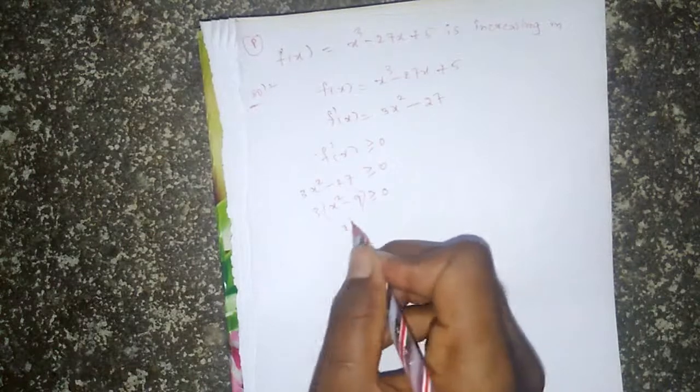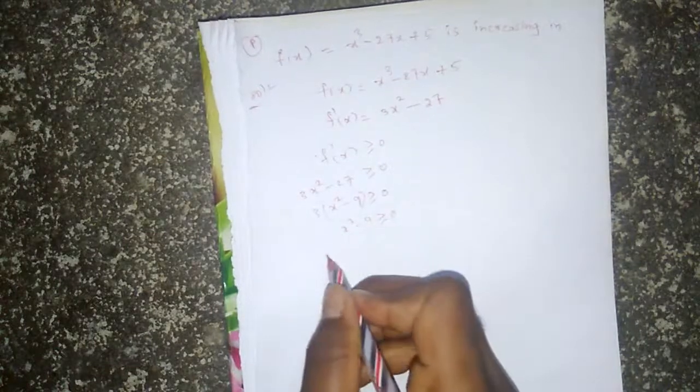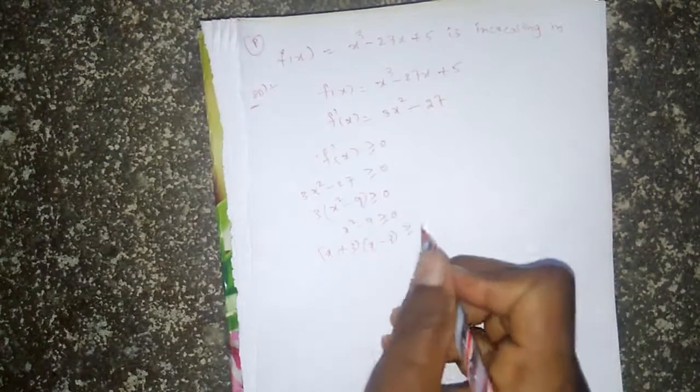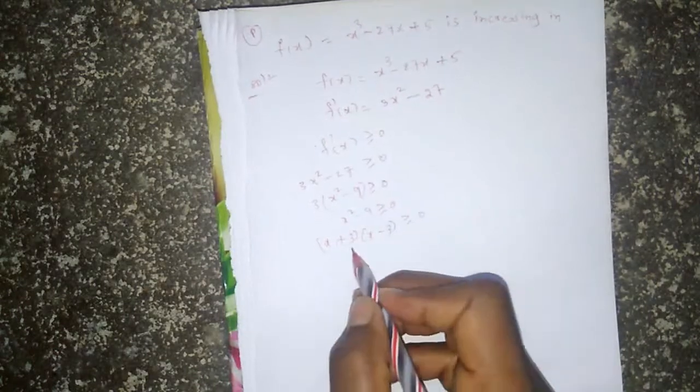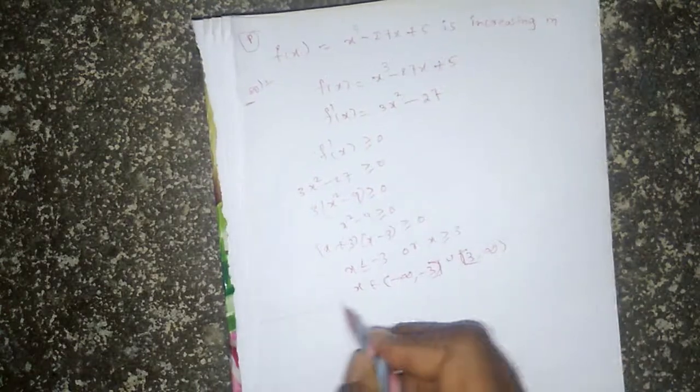So that is x square minus 9 greater than or equal to 0. Factorize: (x plus 3)(x minus 3) greater than or equal to 0. Greater than or equal to 0 means x lies outside the roots. Roots are minus 3, 3. x less than or equal to minus 3 or x greater than or equal to 3. x belongs to minus infinity to minus 3 union 3 to infinity is the interval in which the given f of x increases.